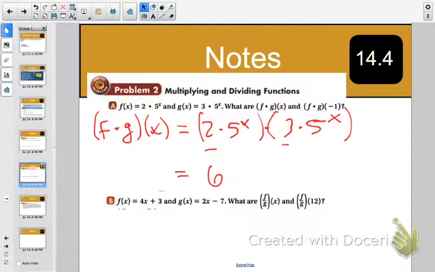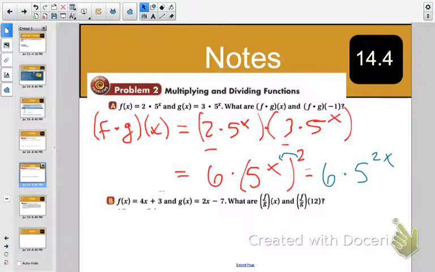And when you multiply the 5 to the x's together, you can think of it as 5 to the x times 5 to the x, or 5 to the x squared, because you're multiplying it by itself. And then remember, when you have a power to a power, you can just distribute it here and multiply. So that becomes 6 times 5 to the 2x.